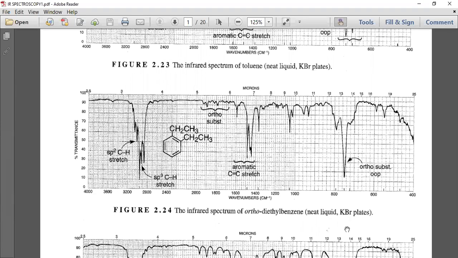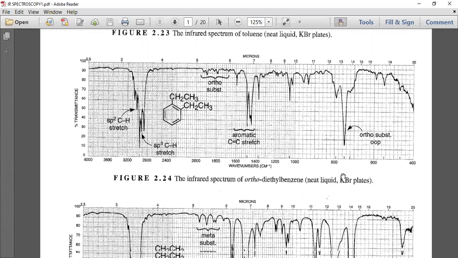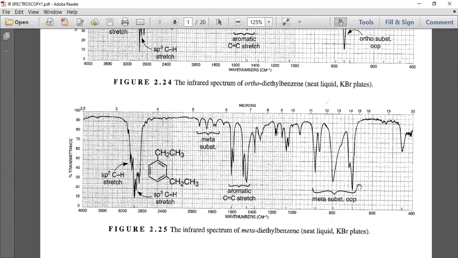For example, for ortho di substitution, we get a single OOP peak at 750. Please look at this peak at 750. From this, we can clearly say it is an ortho substitution. Then for meta substitution, we get three peaks at 690, 780, and 880. These three peaks represent the OOP of meta di substitution. Just ignore the additional peaks.